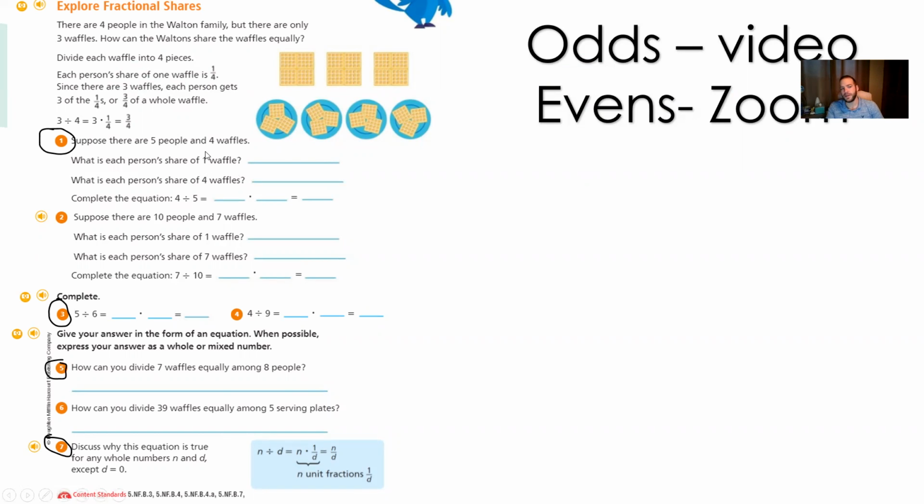So it says, suppose there are 5 people and 4 waffles. What is each person's share of 1 waffle? So 5, 4. Well, didn't we kind of just come up with the same answer? What are you dividing? 4. What are you dividing it by? 5. What's 4 divided by 5? We'll keep 4. Change and then flip. Well, what is 5 flipped? It's 1/5. So 4 over 1 times 1 over 5 is 4/5. So that answer is 4/5.